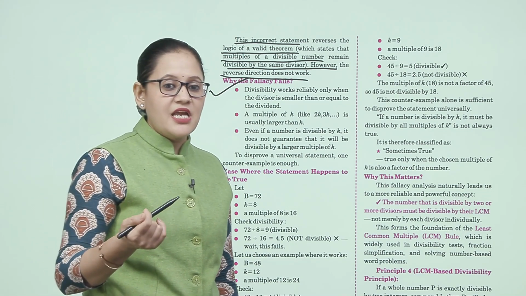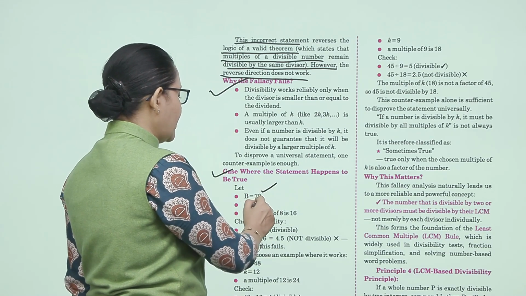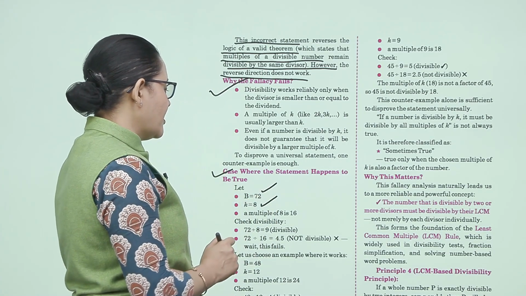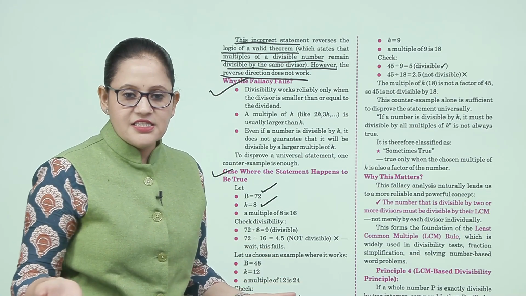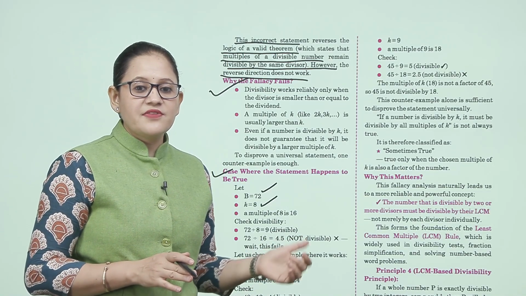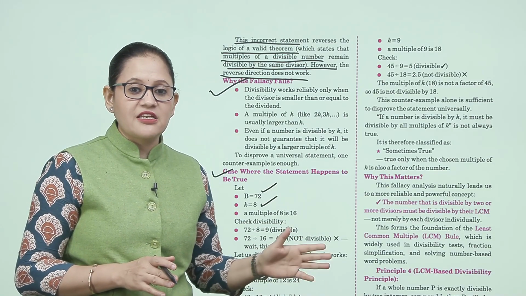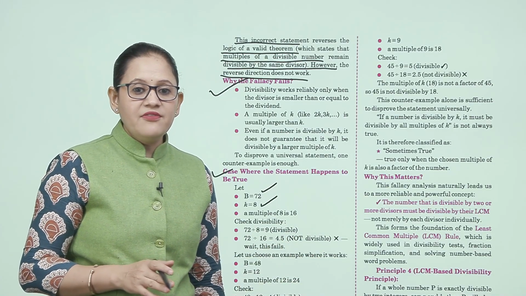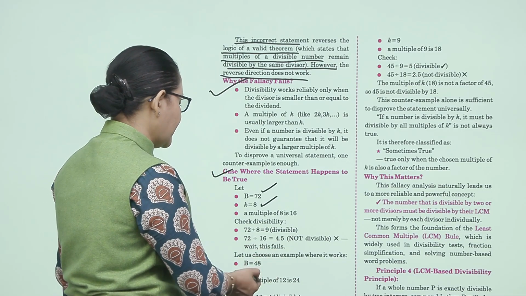Case where the statement happens to be true. Let b be 72 and k equal 8. Multiples of 8 are like 16. 16 is a multiple of 8. Now we'll check the divisibility. 72 divided by 8 gives you 9. But if we divide by 16, it gives 4.5. So this fails.